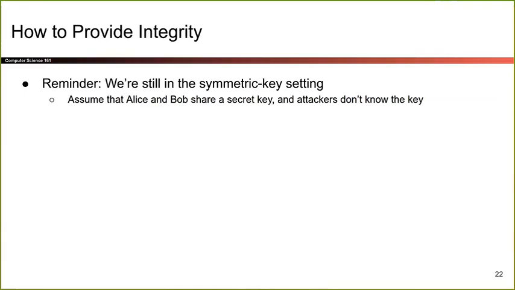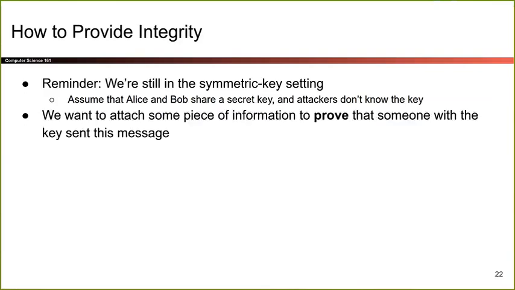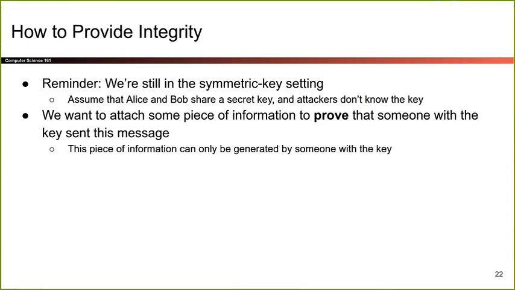So again, the crypto gods have descended upon us and blessed Alice and Bob with their secret key, and the attackers do not know this key. And tomorrow, we're finally going to answer the question of how this happens. But for today, we're still in the symmetric key assumption. So like we said 2 days ago, our goal is going to be to attach some information to prove that the message came from somebody with the key. And if you don't have the key, you can't generate this information.